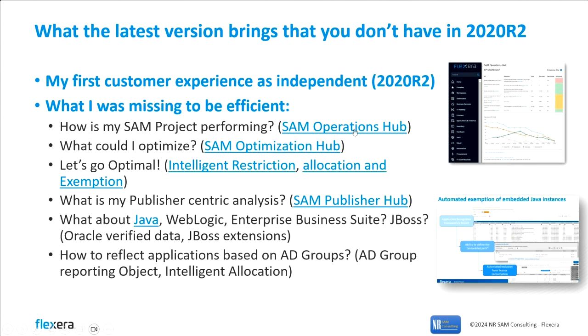You analyze with the SAM Optimization Hub, and some features got released which really are worth being discovered: the intelligent restriction, the intelligent allocation, and intelligent exemption. The idea is that you can use a report to define a scope. And that's one of the features I use more now that I'm in projects, building licenses and computing optimal license consumption. Using these three features, you can actually automate and create a moving target, a dynamic target.